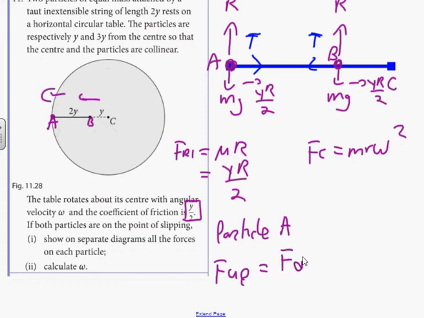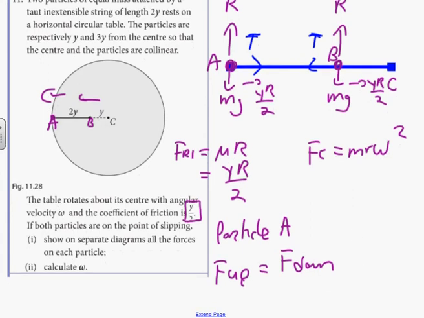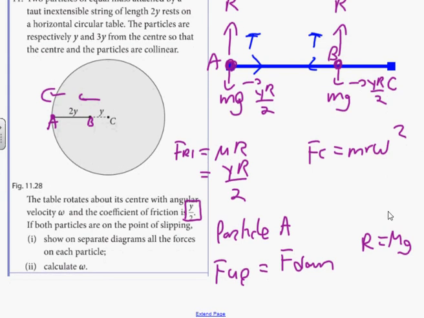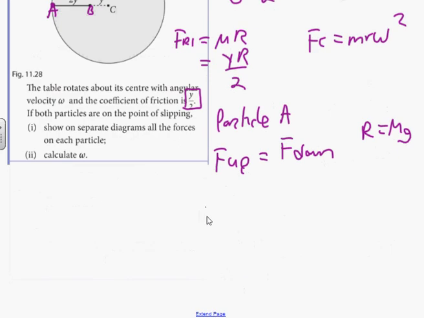Okay, so let's begin. F up equals F down. What do we get from F up equals F down for particle A? R equals mg. What goes up on particle A equals what goes down on particle A. Okay, what about what's next? What about Fc? Equals mr omega squared.